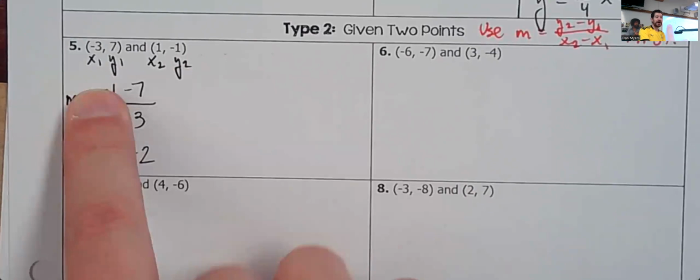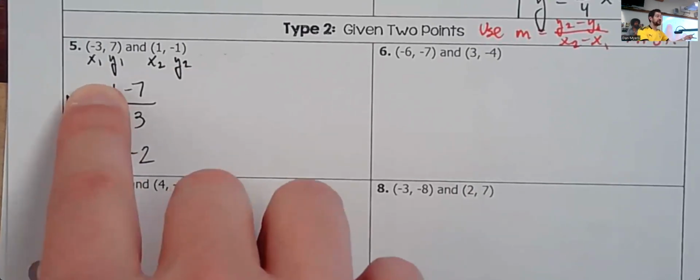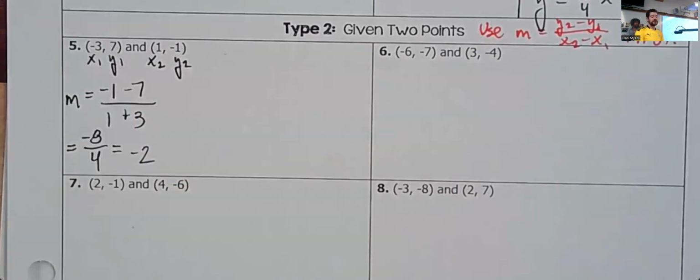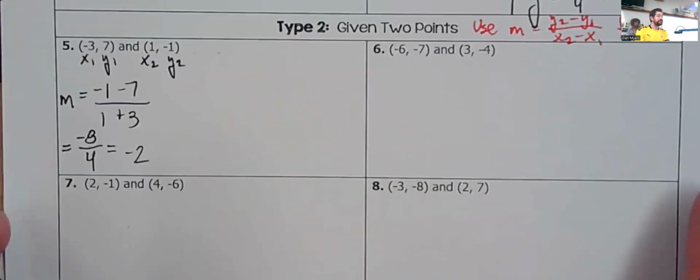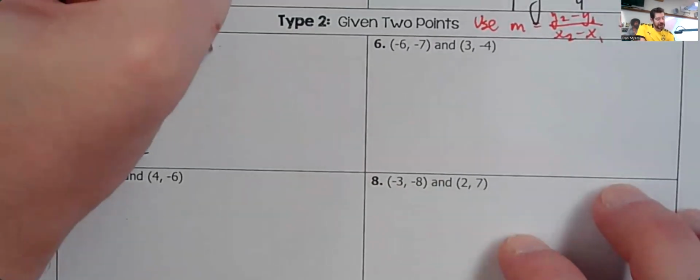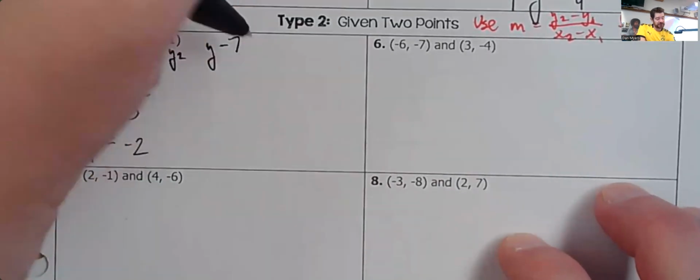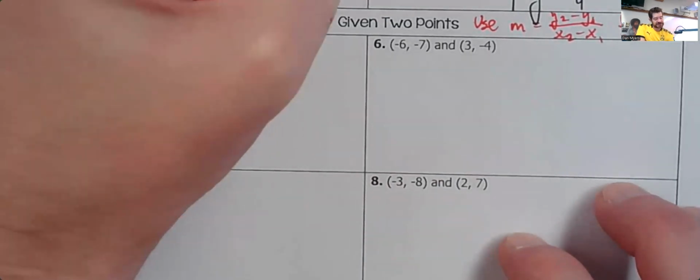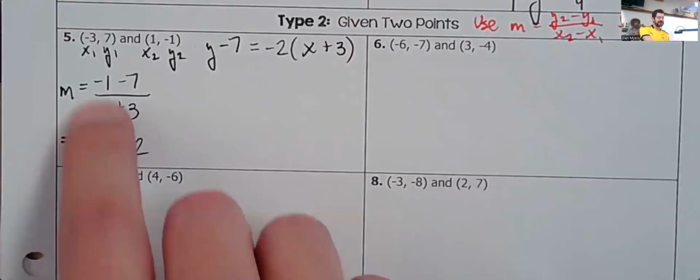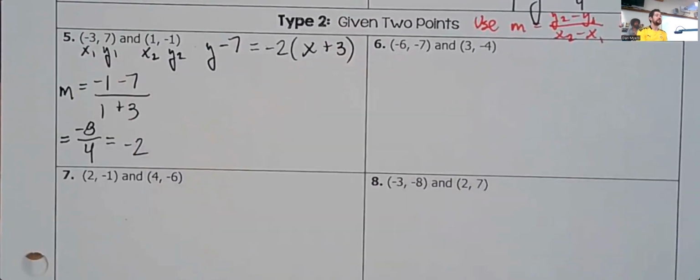I am going to use x1, y1 first, but then I'm going to show you using x2, y2. You get the same answer either way. But let's start with x1, y1. So we're going to go with y minus 7, because that's what y1 is. So y minus 7 equals the slope, negative 2, times x minus negative 3, which would be x plus 3.